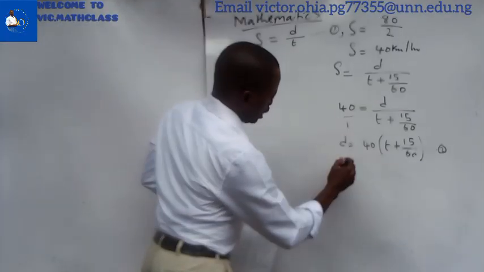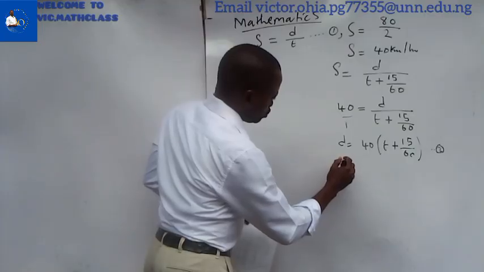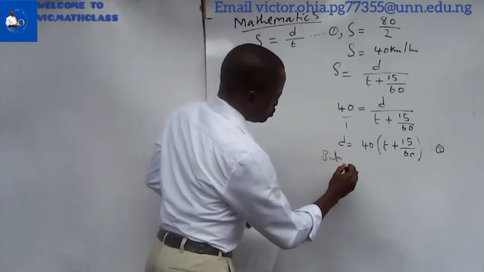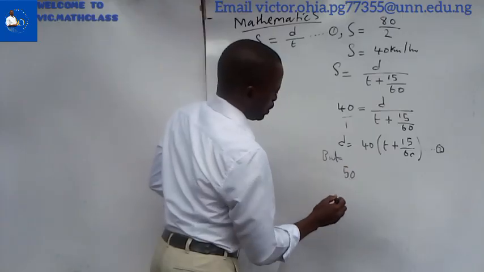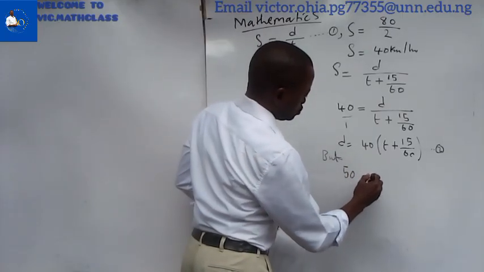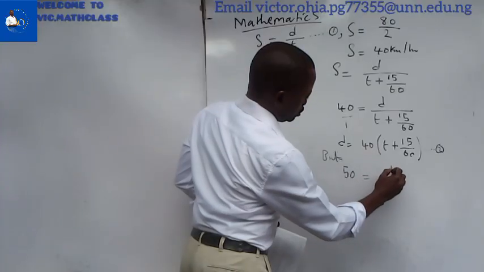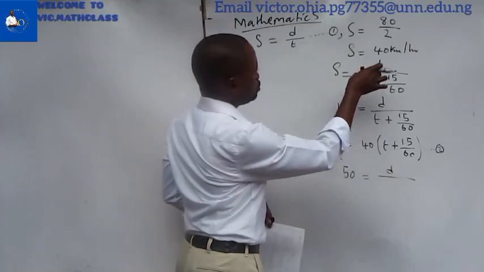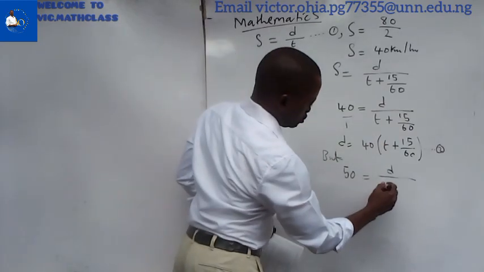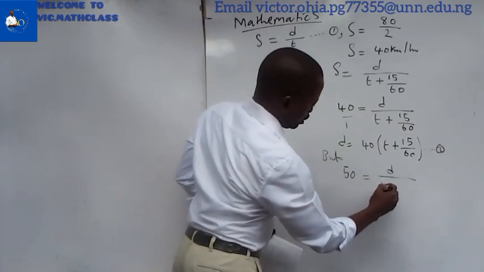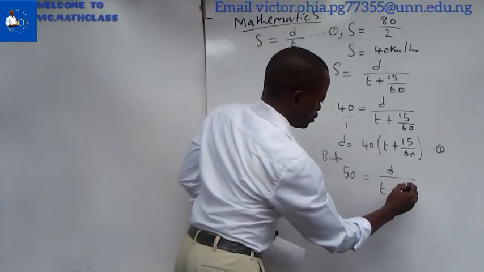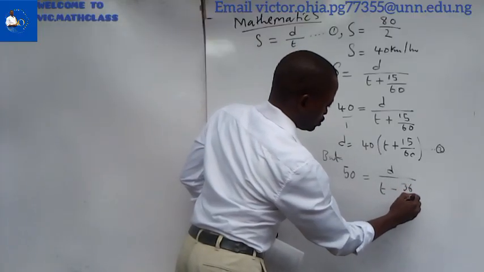So permit me to go straight and write: but 50 kilometers per hour is going to give us a distance over a time, I am still working in this idea, a time that is now t minus 36 over 60.